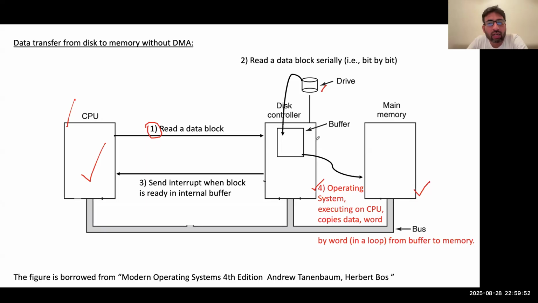And now assume that the data you have read from the drive is not 1 kilobyte. Let's say it is 4 kilobytes. So it will take even longer. Once the data is available in the disk controller, the fourth step will take even more time to complete the transfer of data from the local buffer into the main memory, right?